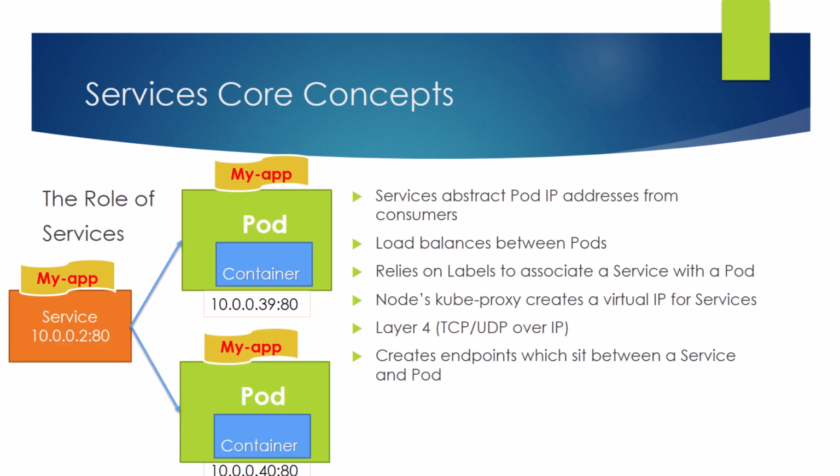The goal in life of a service is to abstract the pod IP address from consumers. If you take a look at the left-hand image here, we have the service at a fixed IP, but it's going to know how to talk to the pods behind it. You will notice the yellow labels, my app. We talked about labels in the previous module, in the creating deployments section. Labels are really important here because they are going to be used to associate pods with the service.